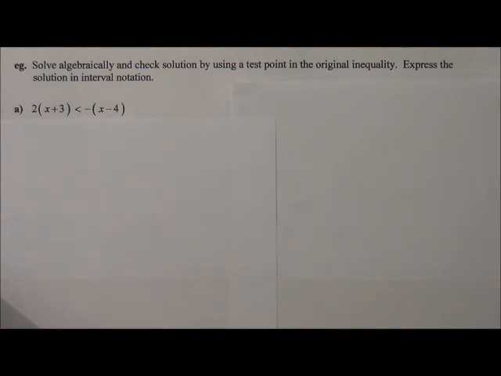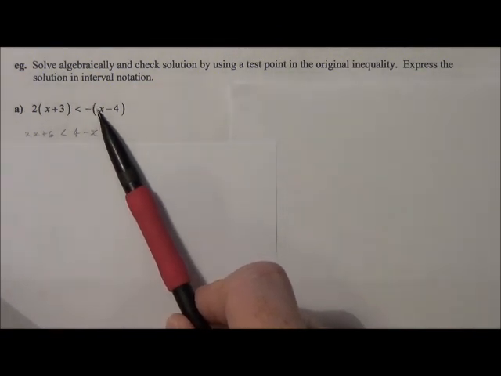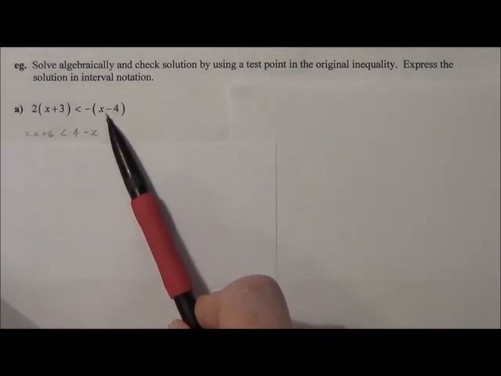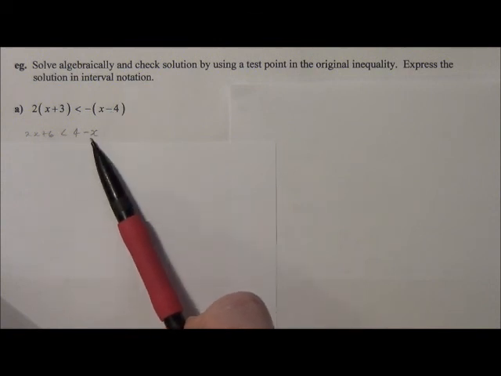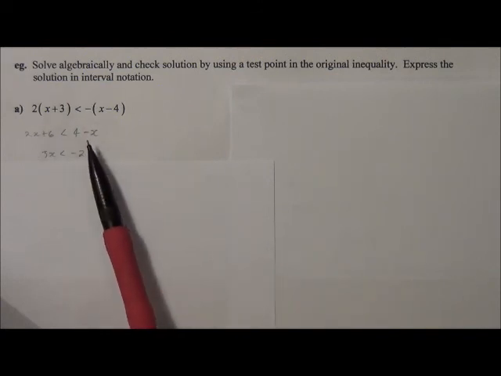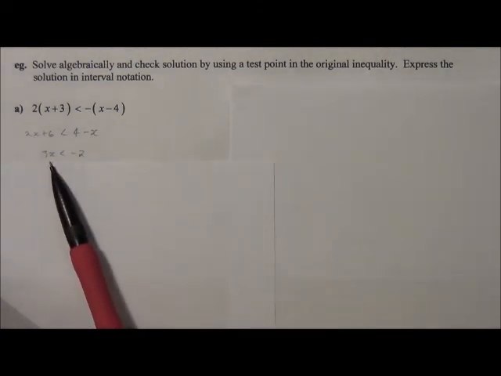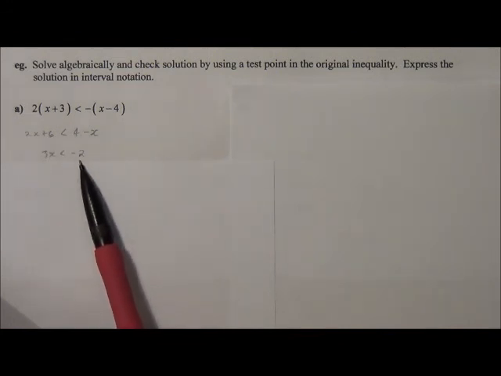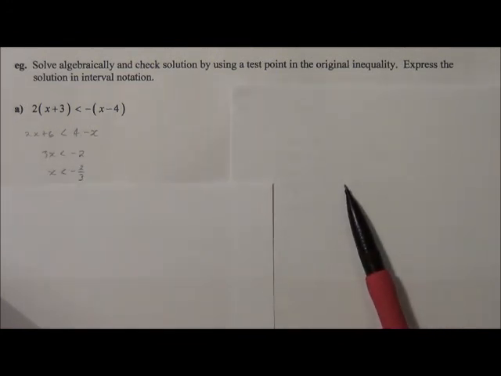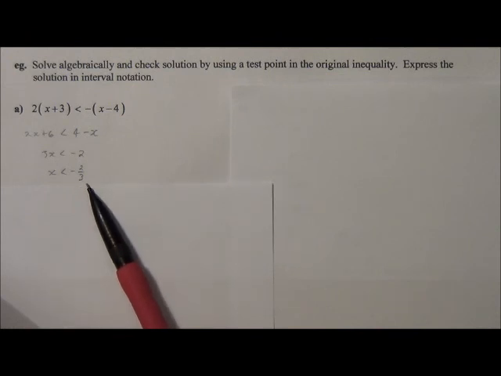So first of all, I'm just going to expand through those brackets to get 2x plus 6 less than 4 minus x, because I expanded the negative into this bracket, so that becomes -x, this becomes +4, and then I just turned them around to give this. And then I added x to both sides to get 3x. I subtracted 6 from both sides to get -2. And then I divide both sides by 3 to isolate the x. So we got x is less than -2/3.